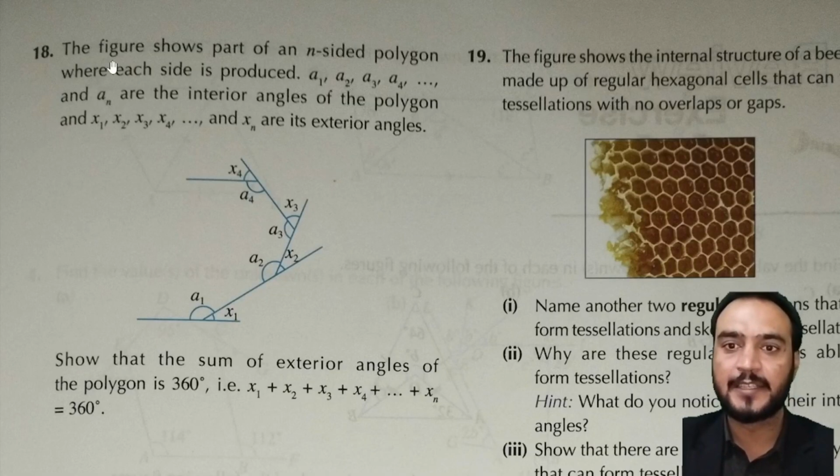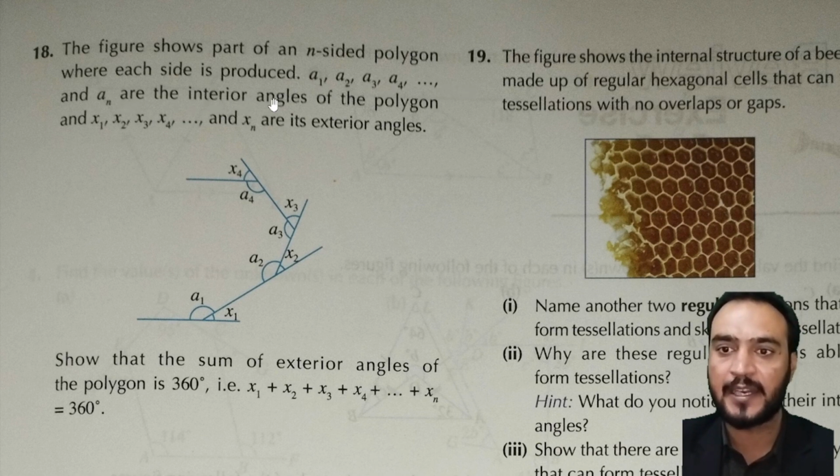Question number 18 is: the figure shows part of an n-sided polygon. An n-sided polygon means this polygon has n interior angles and n exterior angles as well, where each side is produced, such that A1, A2, A3, A4, and so on to An are the interior angles, and all the x, that is x1 to xn, are the exterior angles. Okay, this is a part of an n-sided polygon.